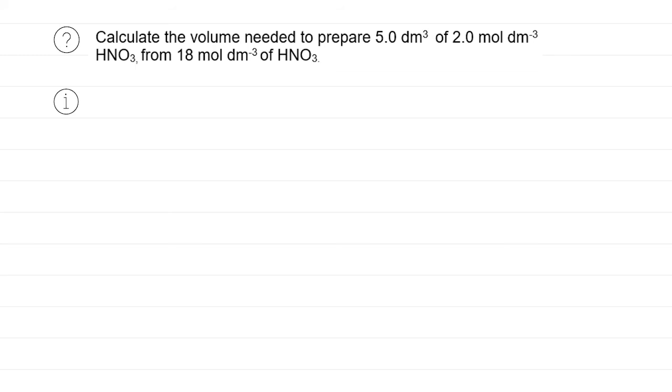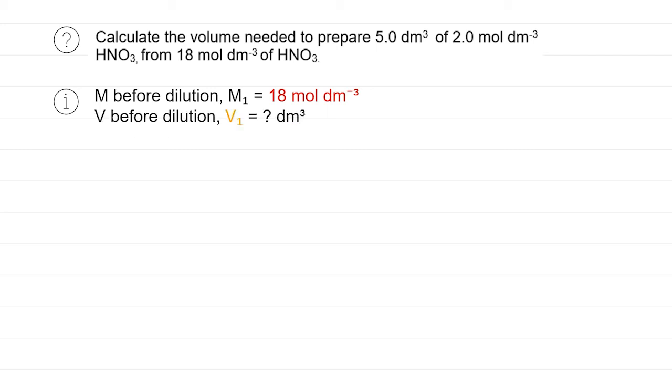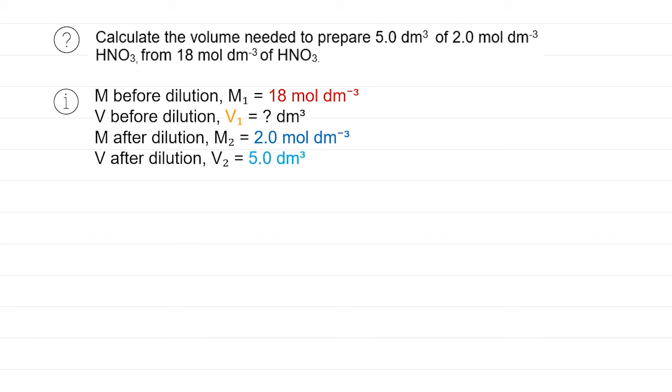Next, we are going to look at the question. Calculate the volume needed to prepare 5 dm³ of 2 mol/dm³ nitric acid from 18 mol/dm³ nitric acid. So we have the molarity before dilution, which is 18, the volume before dilution, which is unknown, the molarity after dilution, which is 2, and the volume after dilution, which is 5.